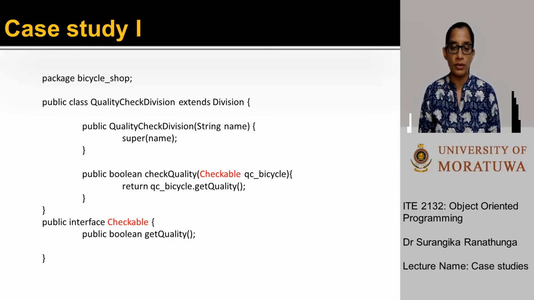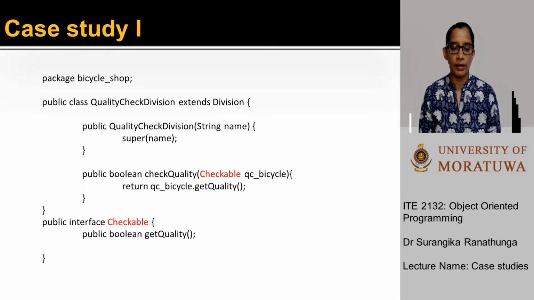The other option is for the check quality method to take a bicycle object as the parameter. What is the problem there? It will of course support kids bicycles and motor bicycles, but it will also support the adult foot bicycle, which should not come here because we are not going to check the quality of the foot bicycles. So what is the solution? Here we are going to use the concept of interfaces to solve this problem.